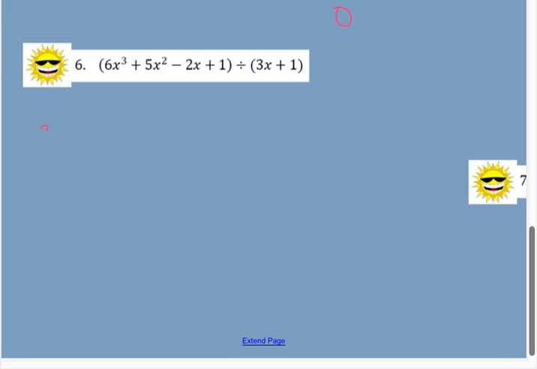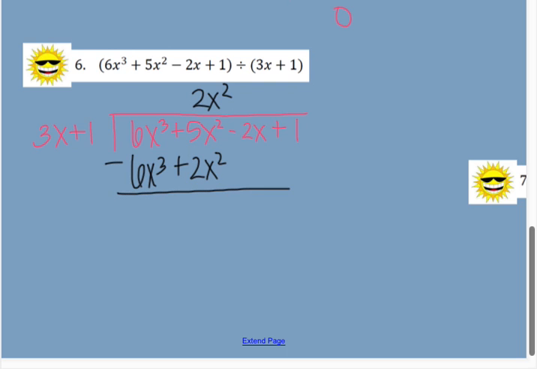So I have 3x plus 1 and 6x to the third plus 5x squared minus 2x plus 1. Don't need any placeholders on this one. Then I go ahead. 3x times what gives me 6x to the third? Well, it's going to be 2x squared. So 2x squared times 3x gives me 6x to the third. 1 times 2x squared is plus 2x squared. Remember, we always subtract. So I have 3x squared minus 2x.